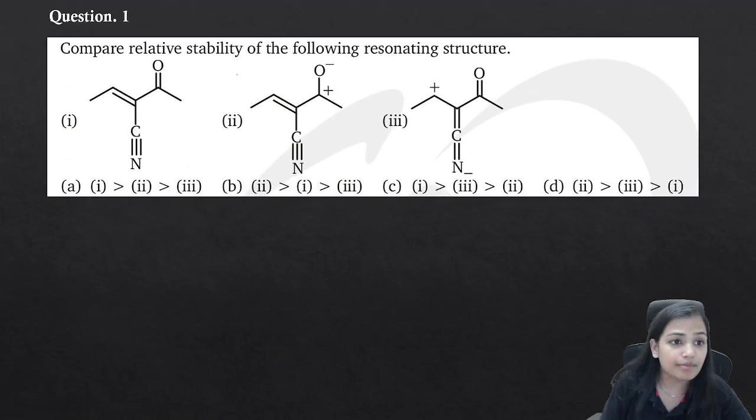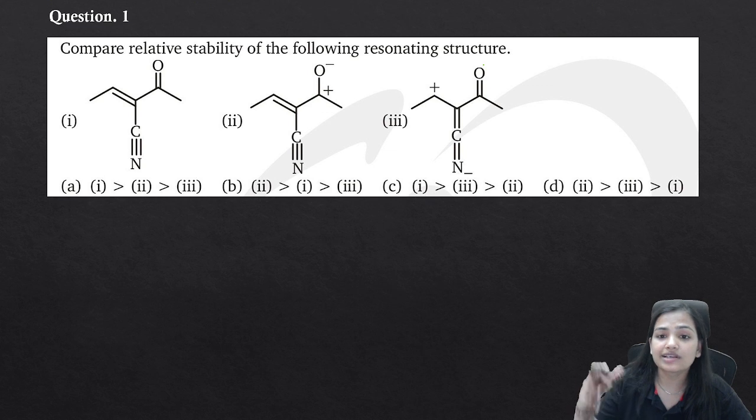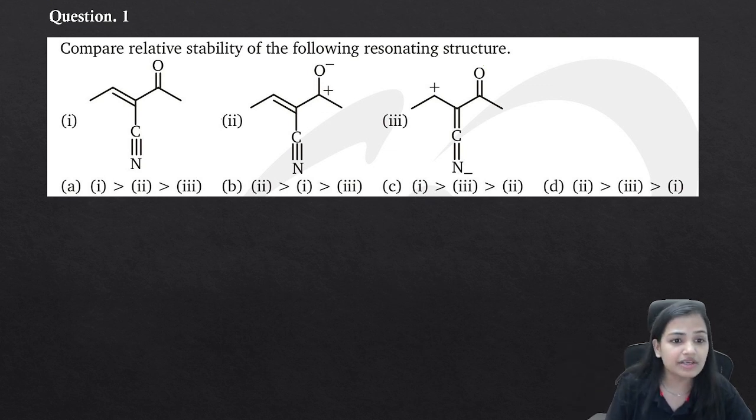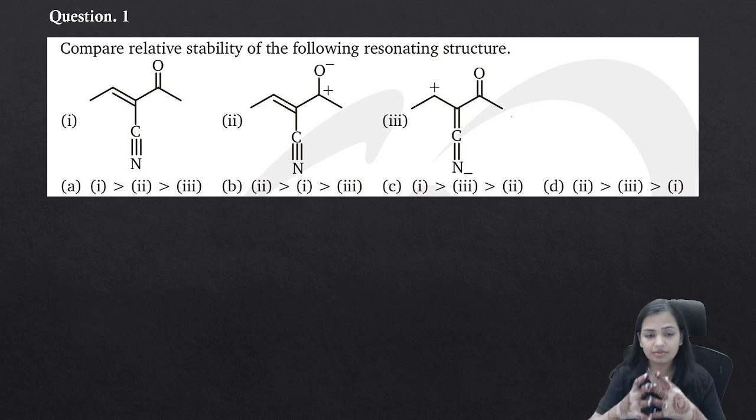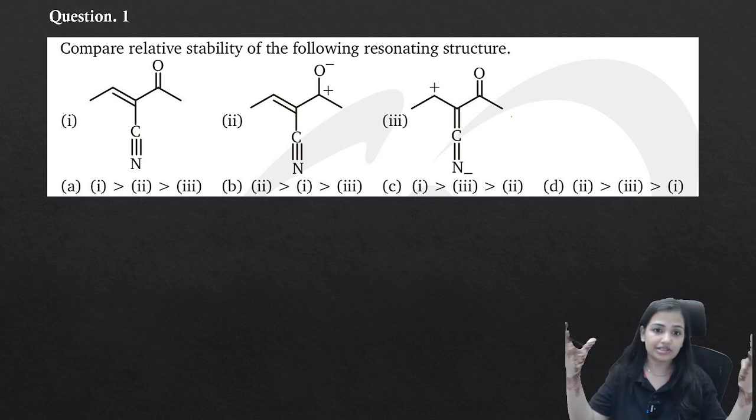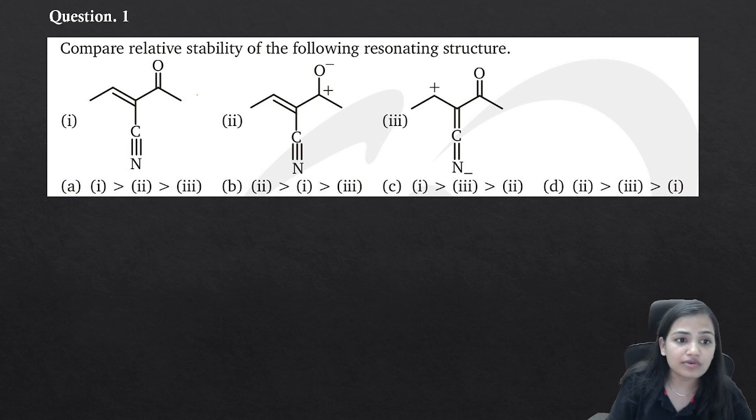like here. Compare the relative stability of the following resonating structures. You would be given the resonating structures. As you know, if there is resonance, there will be many resonating structures, or the canonical structures, that we could say. So out of all the following structures, which is going to be the most stable?